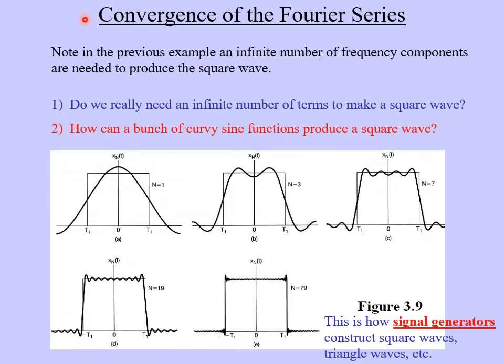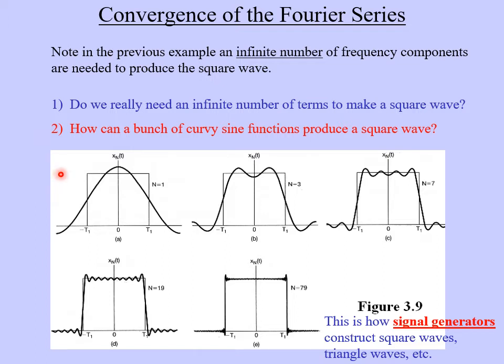Let's pause for a little bit here and talk about the convergence of the Fourier series. In the previous example with the square wave, technically there are an infinite number of frequency components needed to exactly reproduce the square wave. So a couple of questions come up. The first one: do we really need an infinite number of terms to make a square wave? And the second question: how can a bunch of curvy sine functions produce a square wave? Well, we can answer both of those questions with a little bit of work here.